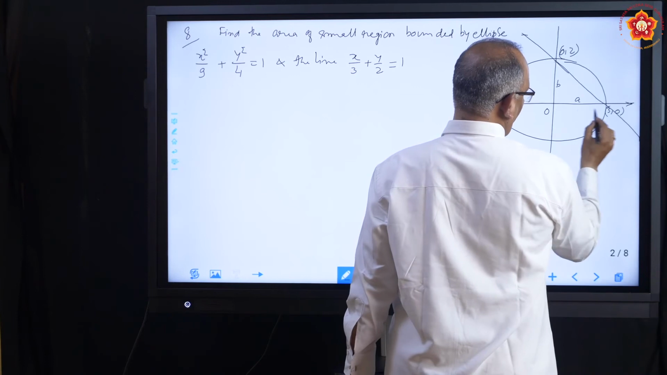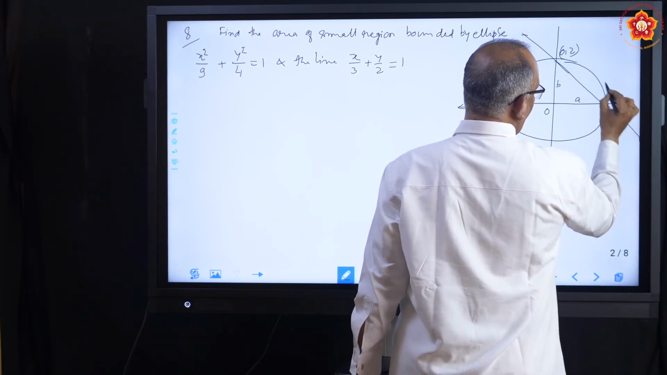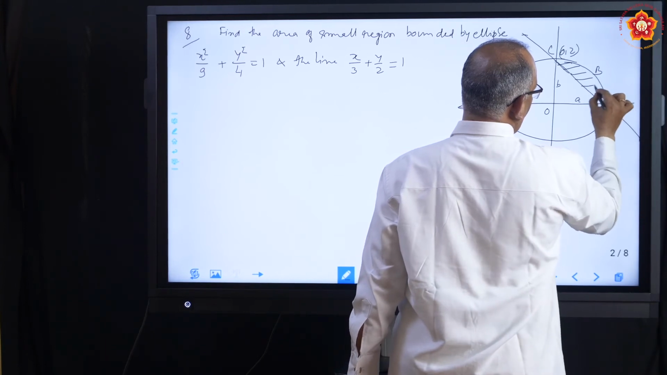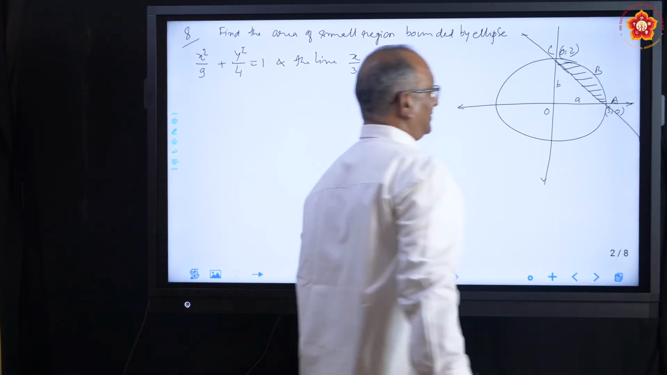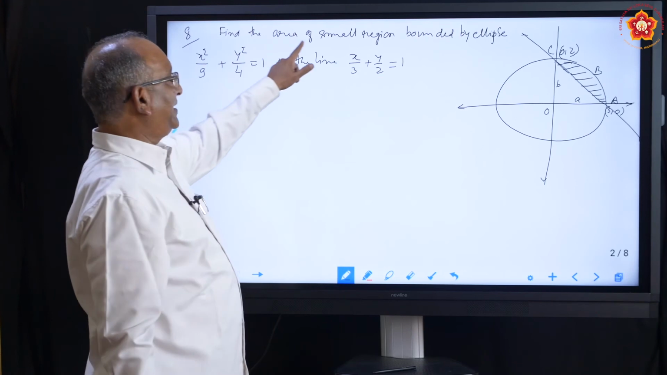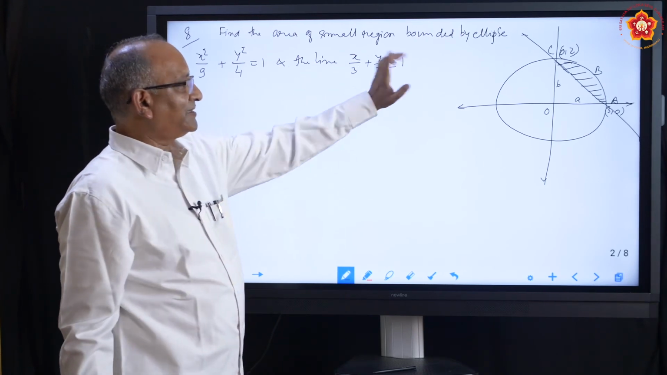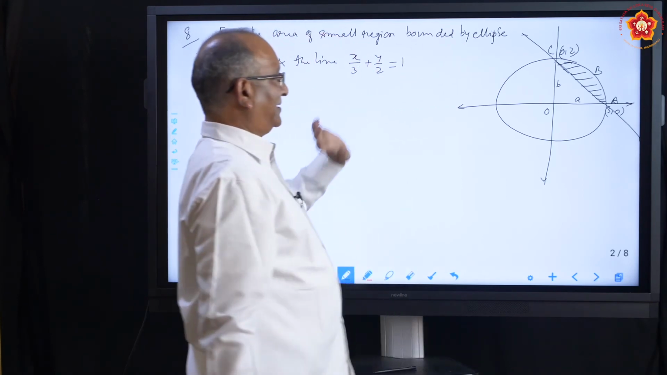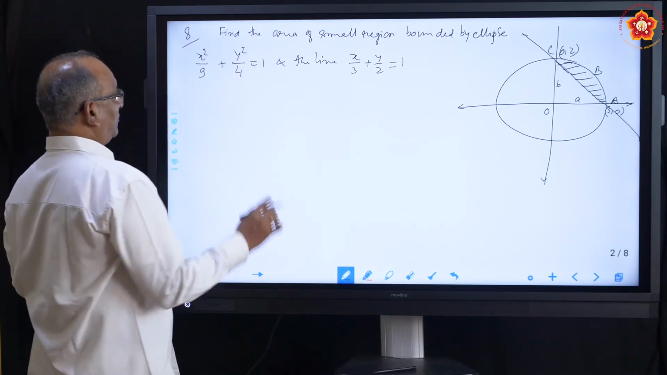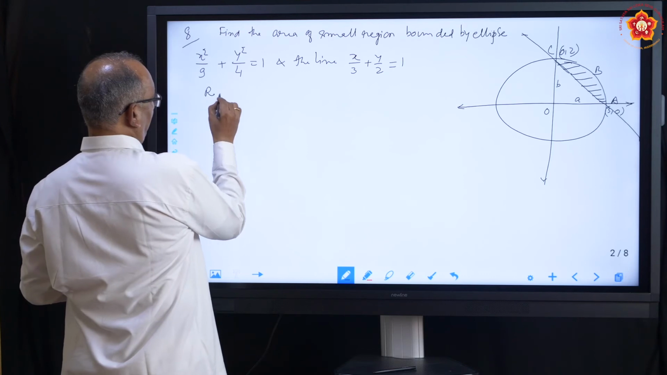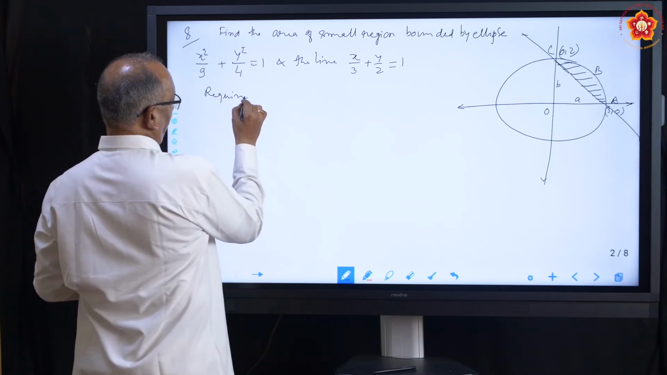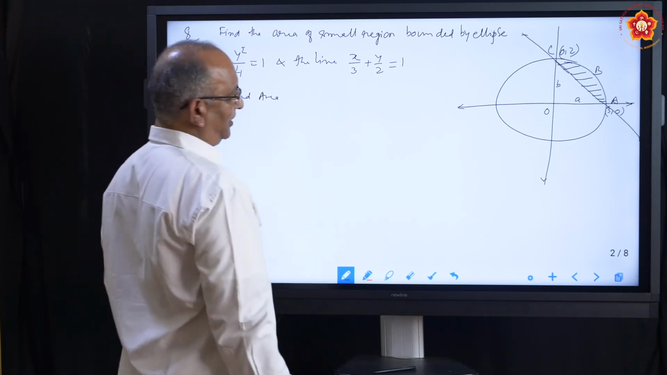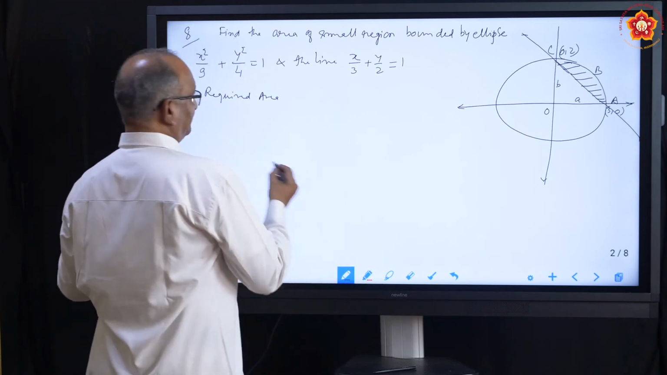So basically we want to name it. See, this is the area which we want to calculate. He says find the areas of smaller region, that is the smaller region bounded by ellipse and the straight line. So the required area, we can call it A, B, C.